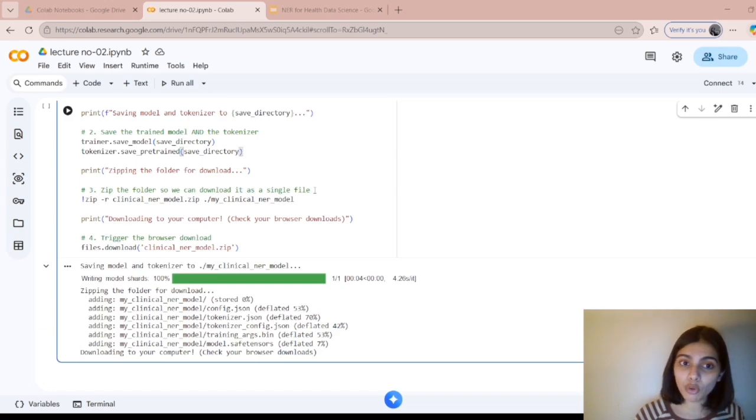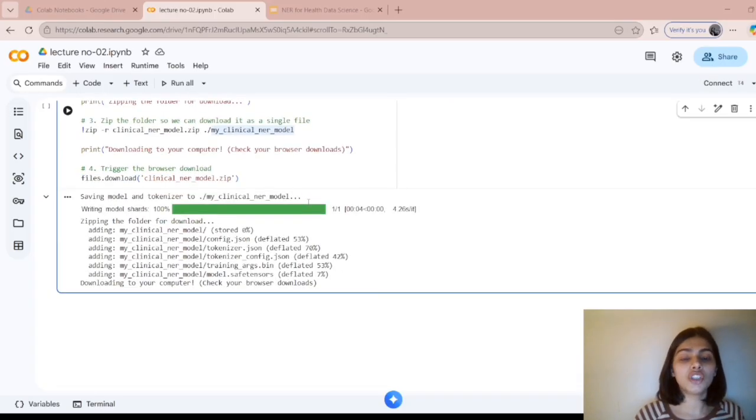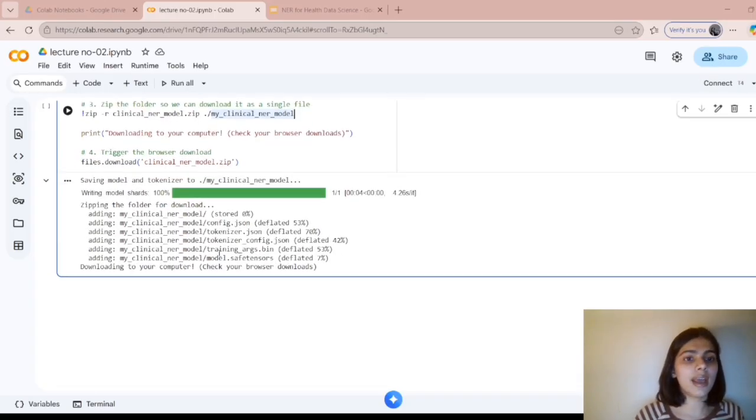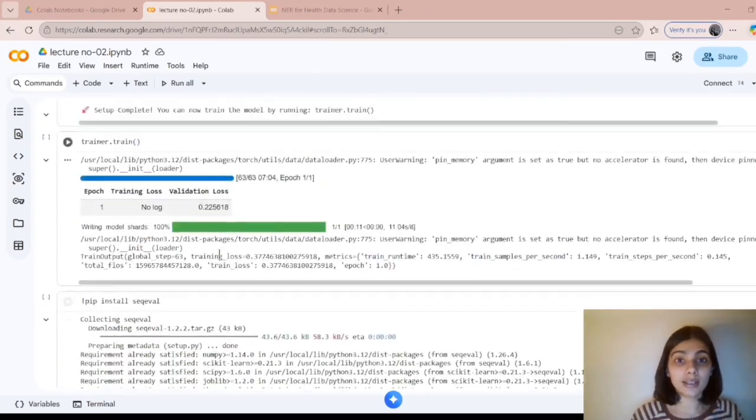Then you zip the folder so that you can download it as a single file. This is how you're zipping the folder, okay? And then you print that, check your browser for the downloads, and then your model will be downloaded. That is how you train the model.